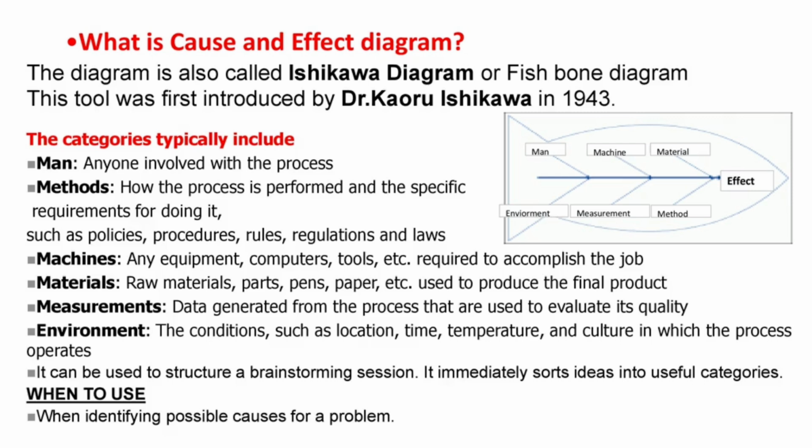Man means anybody involved in the process. Method is how the process is performed. Material means raw material, parts, pen, paper, whatever you are purchasing. Measurement means the measurement tools you use to measure. Environment means environmental conditions such as temperature, time. What is the temperature?